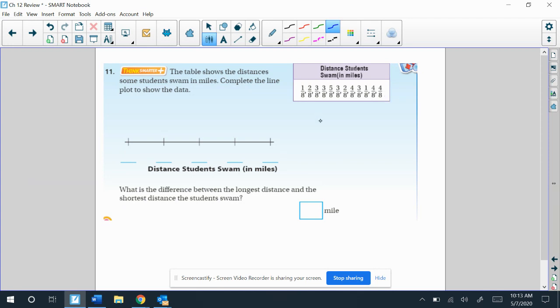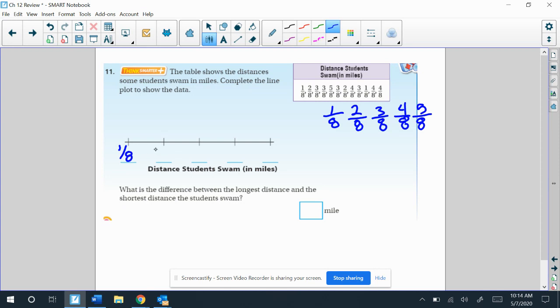I have 1/8. That's smaller than the 2. I have 2, 3, then 5. Well, let me see if there's a 4 in here. 3, 2, I do have a 4. 4/8. Then 5. Do I have a 6? No. 7? No, and I do not have a whole. These are my numbers that I put in order. I'm now going to take these numbers and I'm going to put them down here on my graph.